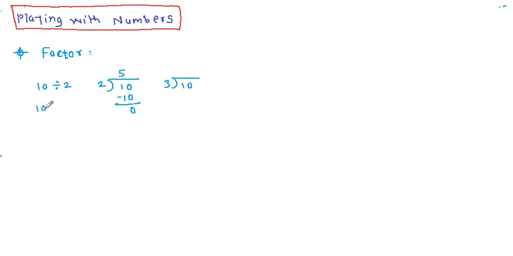We divide 10 by different numbers: first 2, then 3, then 5, 4 and 10. We will see whether the remainder is 0 or not. When we divide by 2, we get a remainder 0. So 2 is an exact divisor of 10.